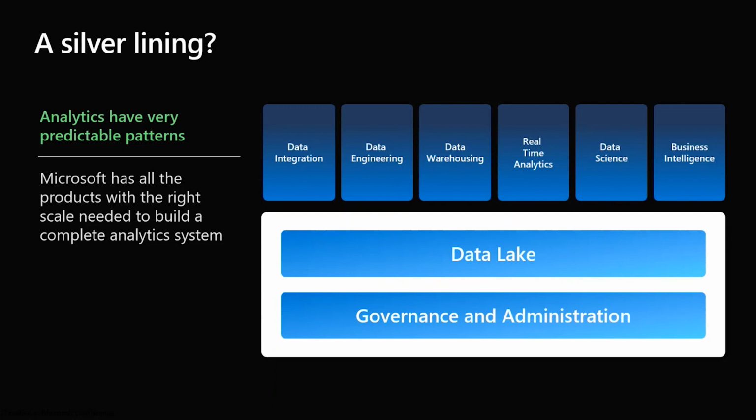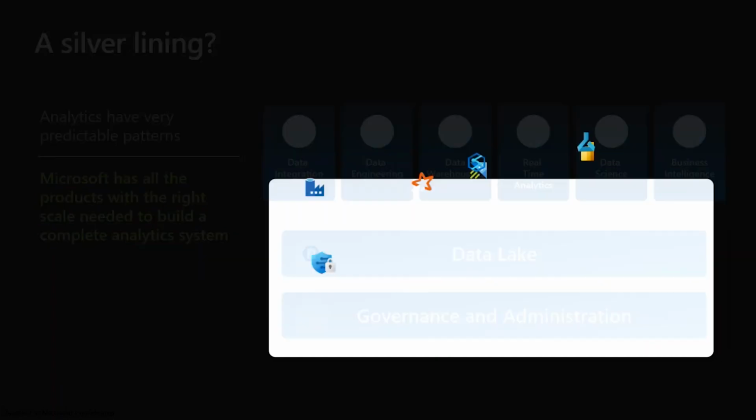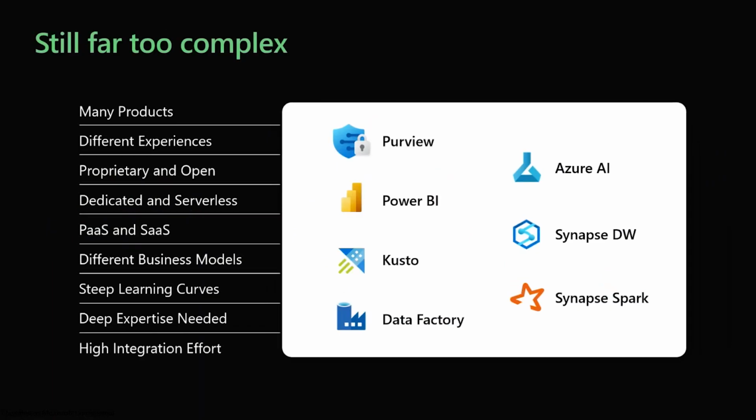There is a silver lining, of course, in this world of complexity. The silver lining is that analytics systems follow a very predictable pattern. And the other silver lining is that Microsoft ships multiple products to build a complete analytics system. Some of you might already be familiar with these services like Data Factory, Synapse, and Power BI. But the reality is that even while Microsoft is shipping an integrated data platform, the product truth is that it has a large and very fragmented collection of products that make up this analytics platform.